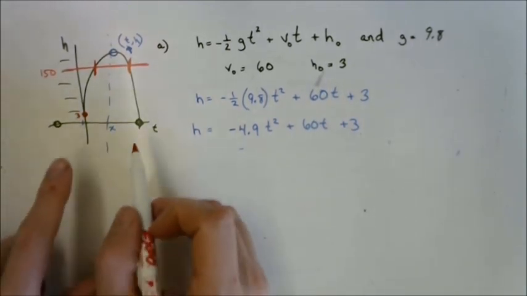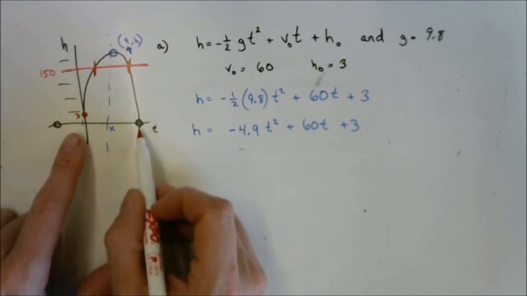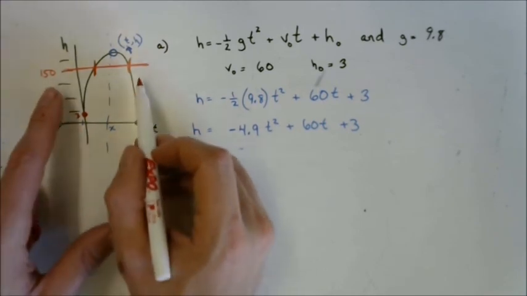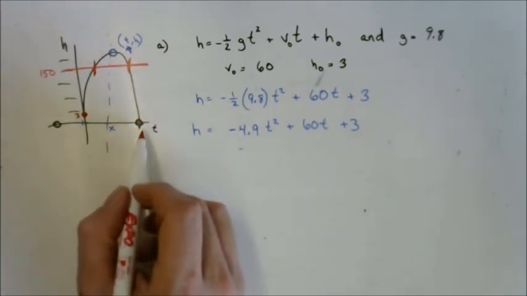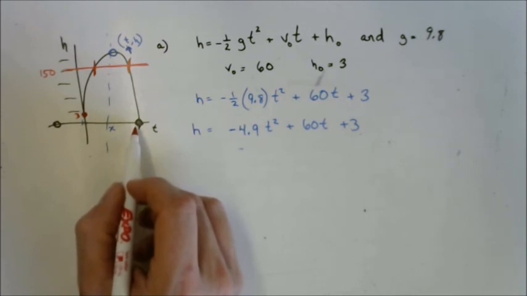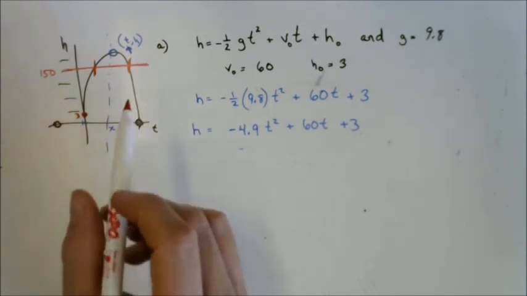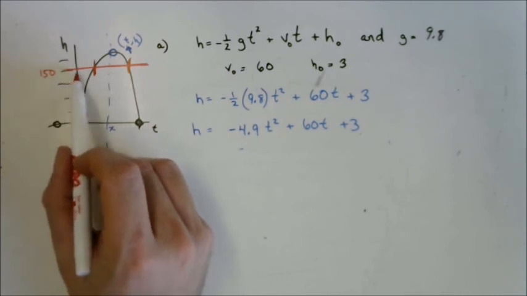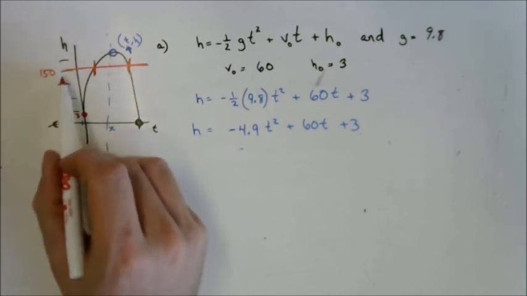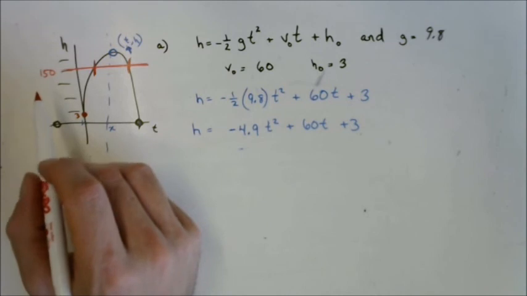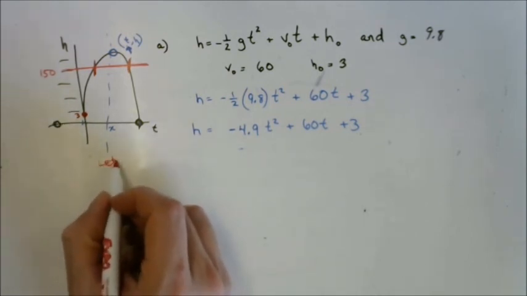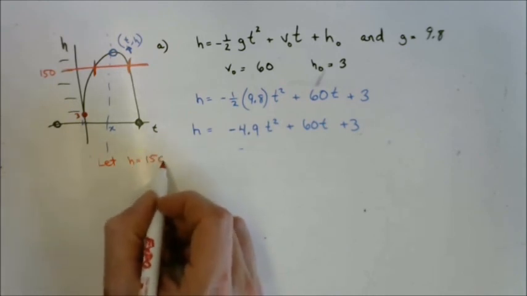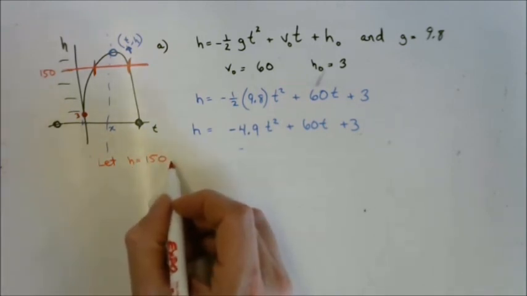Well, it's really the exact same question as find the x-intercepts, except now I'm not setting h equals 0, I'm setting h equals 150. Okay? So it's the same question as finding the x-intercepts. I'm still going to factor or use the quadratic formula. But now I'm setting h equal to 150 meters high. Okay? So here we go. Now we have, let h equal 150.